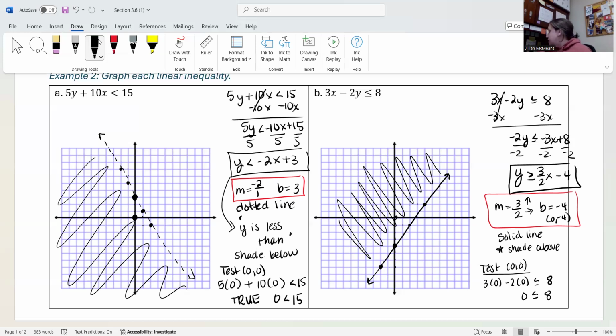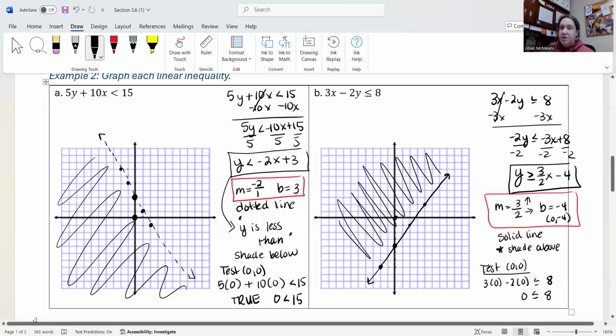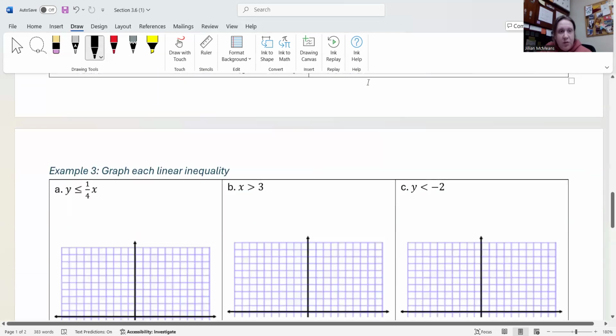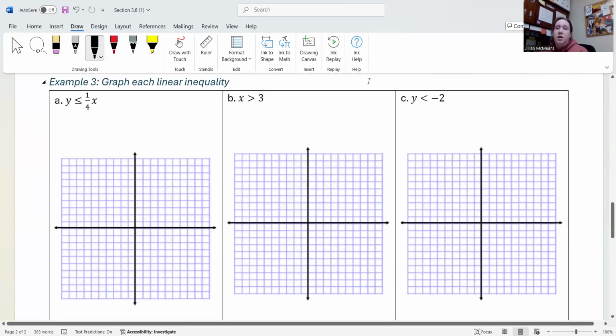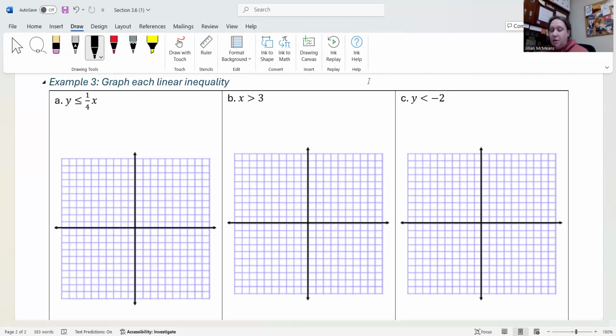Okay, so that's quite a bit, but I do want to show you a few more examples. So this video is going to be a bit longer. Whoops. So here we have example 3. So we're going to graph each linear inequality, and these are going to be more of the special cases. So let's look at part A. So again, the directions just say graph each linear inequality.